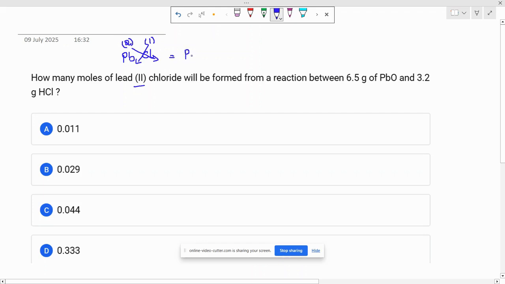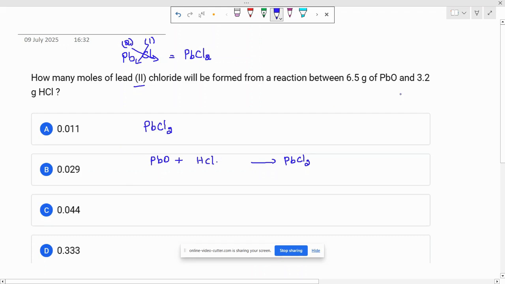I think you remember that. So the formula of lead chloride will be PbCl2. They are asking how many moles of lead 2 chloride will be formed. So PbCl2 is going to be formed, and the raw materials are PbO and HCl.